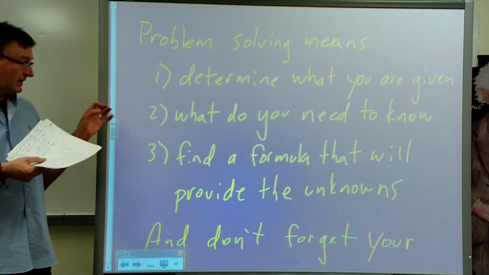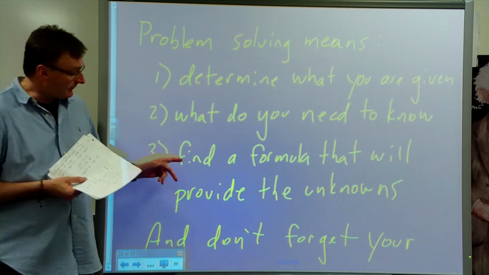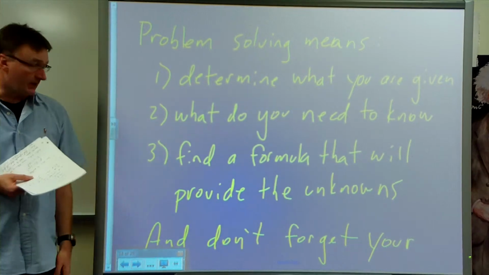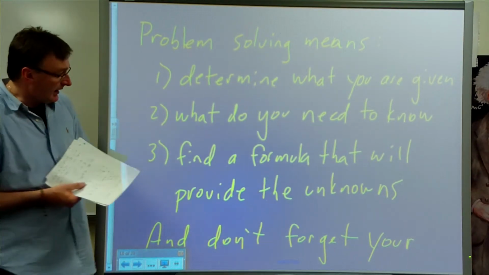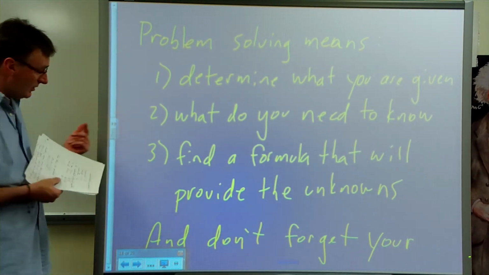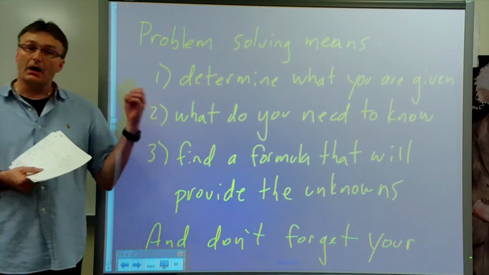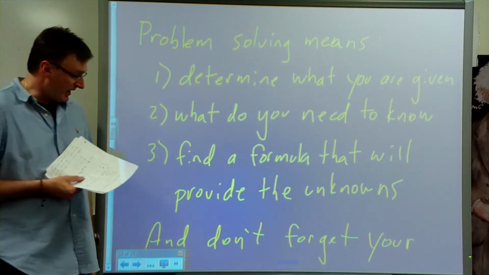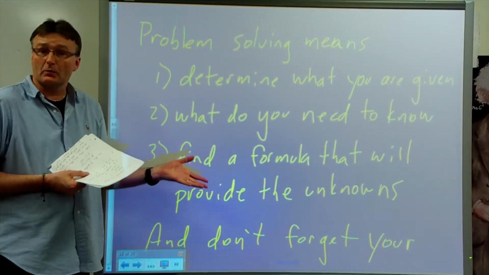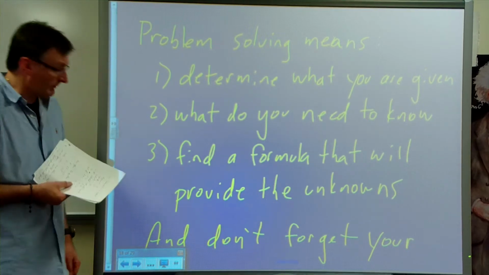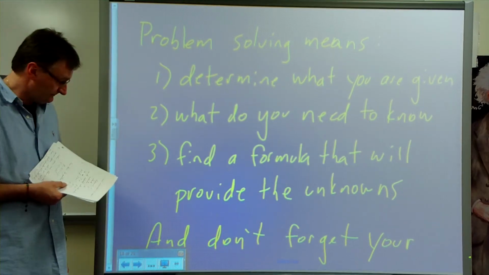What are your unknowns? What do you need to find out? And then from there, find a formula, like one of the four that we just looked at, that will provide the unknowns. Okay, so look at one of those equations, which will help you find some of the unknowns. Whether it could be more than one. You might have a couple of steps in the problem in order to find a solution.